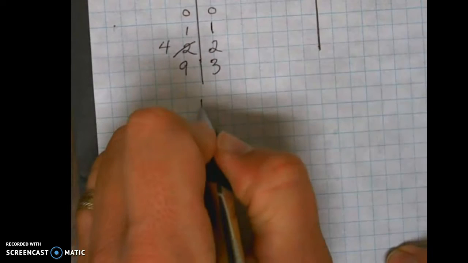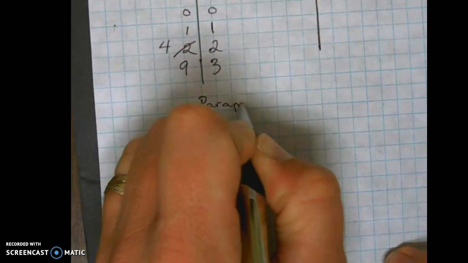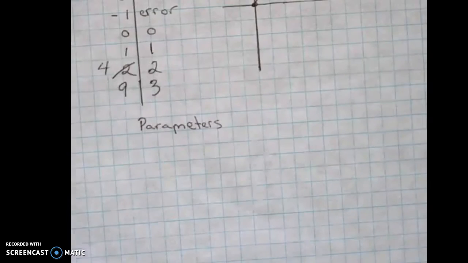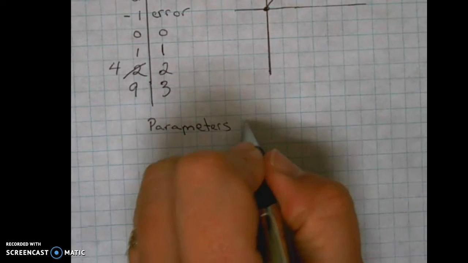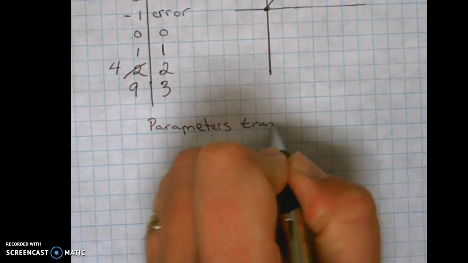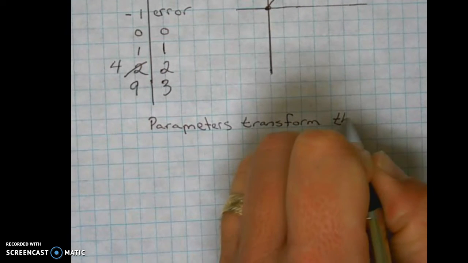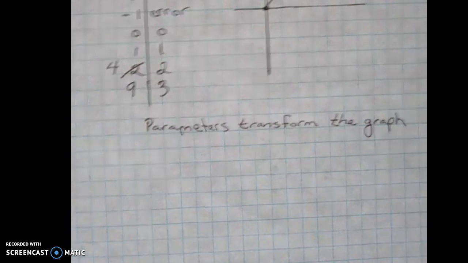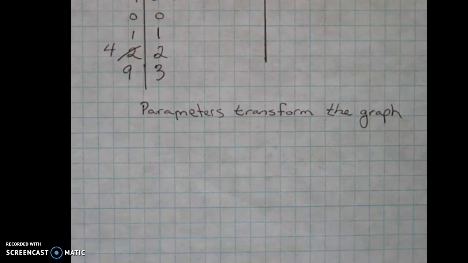Okay, so where do the parameter changes come in? Remember, parameters are what transform the parent. Parameters transform, we'll just say the graph. In this case, we'll be transforming the parent. So what are these transformations?